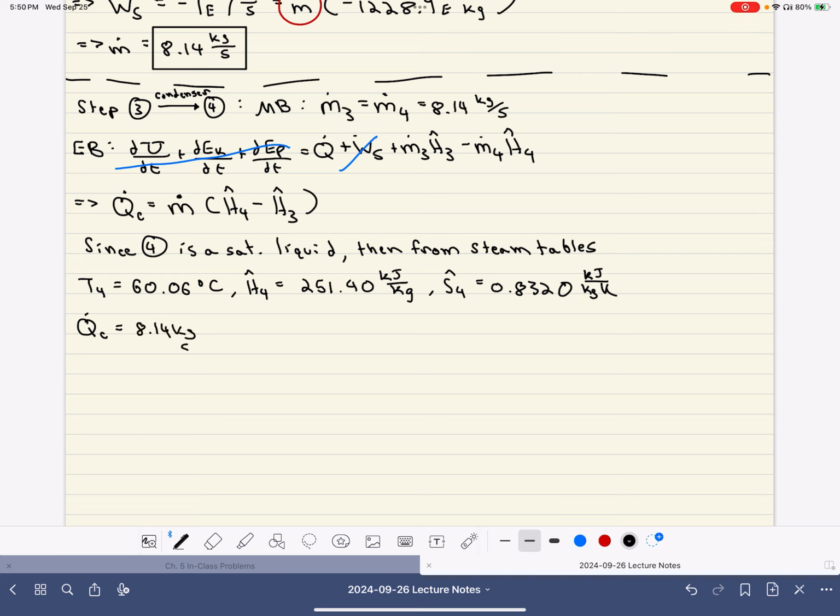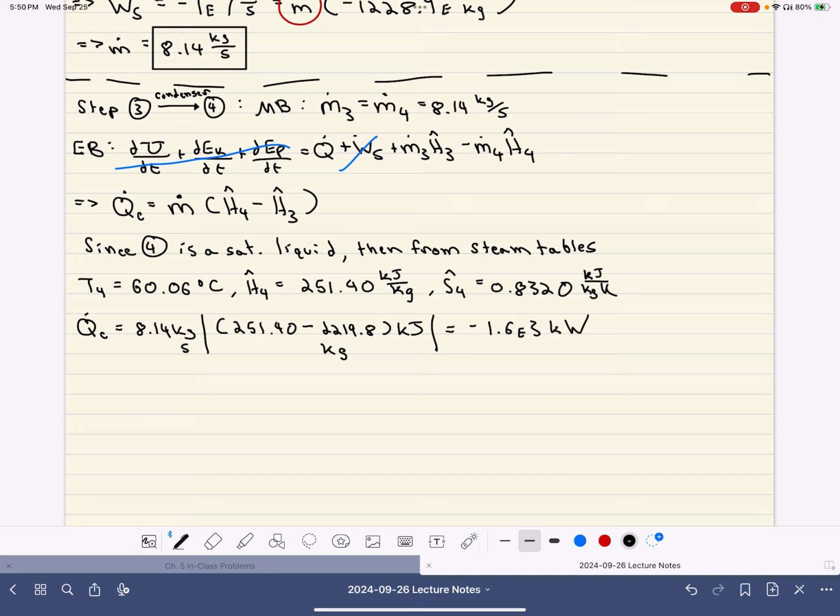And so we have all the information we need to calculate QC: 8.14 multiplied by the difference between 251.4 minus 2219.8 kilojoules per kilogram. And we get that the heat leaving the condenser, and leaving the entire Rankine cycle, is about negative 1.6 e to the 3 kilowatts.